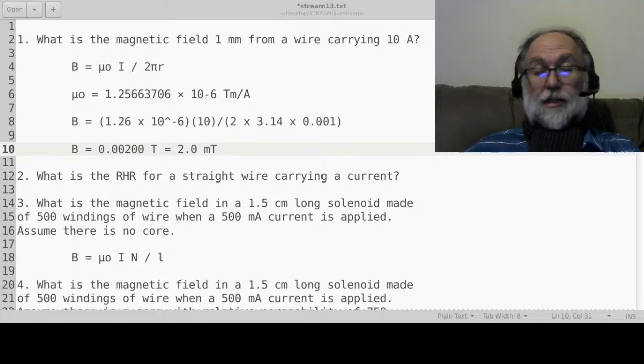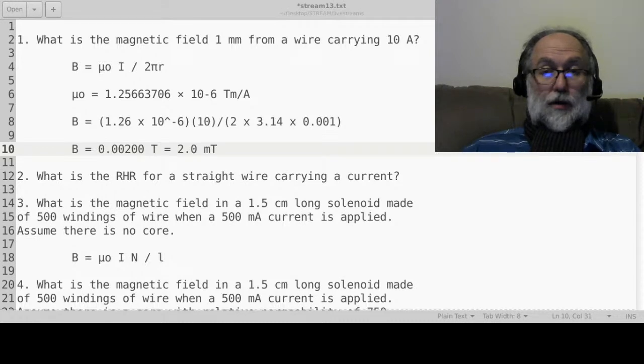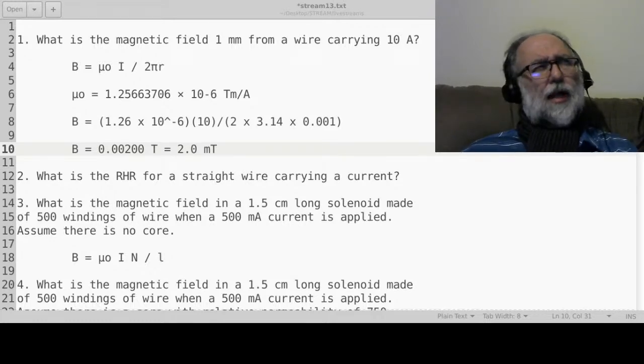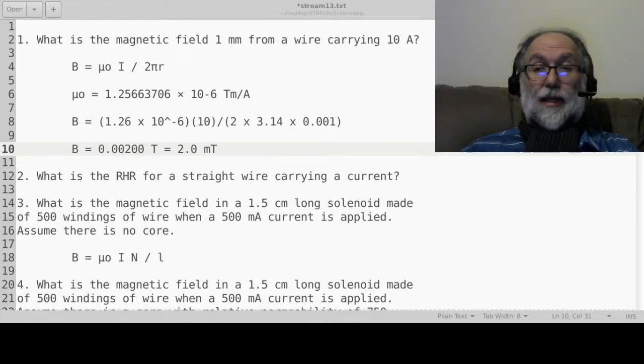Great. Let's move on. A straight wire will certainly produce a magnetic field, but the most efficient way of producing a magnetic field is with a solenoid. A solenoid is basically a coil of wire, and you'll see those in the lab. In the magnetic lab, you'll see a solenoid.